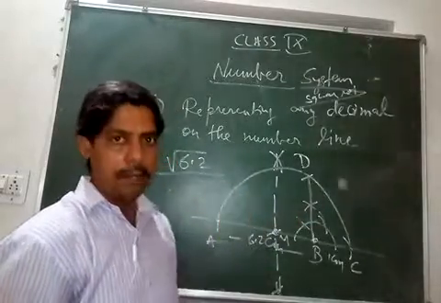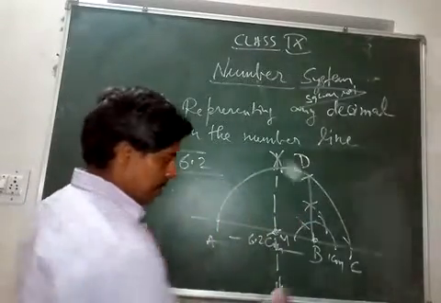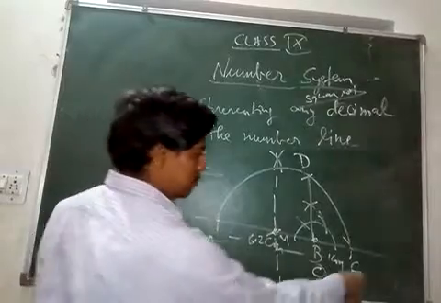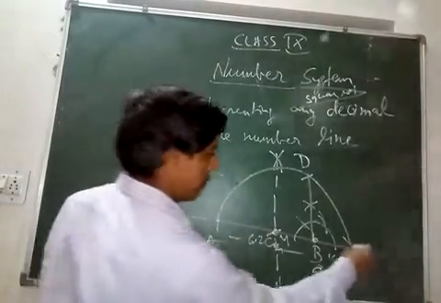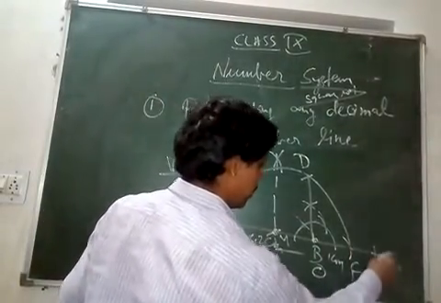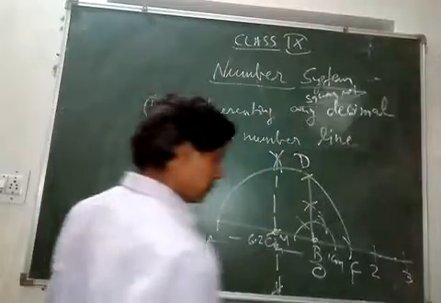But it is not on the number line. So how will you bring it on the number line? Write 0 here, and this was 1 centimeter, so write 1 here. Similarly, you can write 2 here and write 3 here.